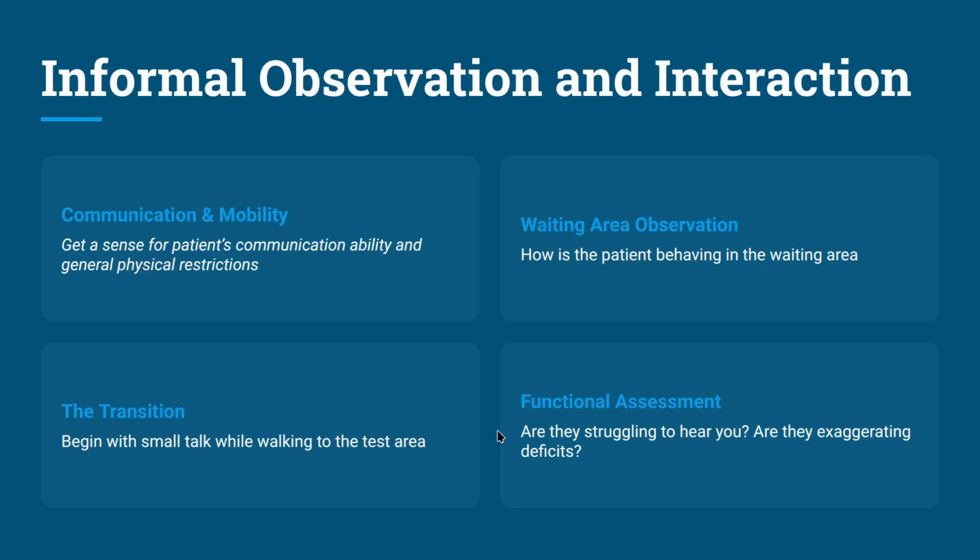Are they exaggerating deficits? Oftentimes, malingerers or those who are exaggerating hearing loss will have overt difficulty that's disproportionate with the hearing loss that you're expecting. They might stare intently at your lips or comment specifically about the difficulties they're having communicating. You'll get a general sense for this through your experience in the clinic when you encounter someone who's exaggerating deficits.